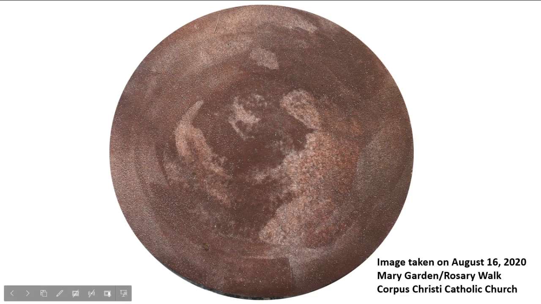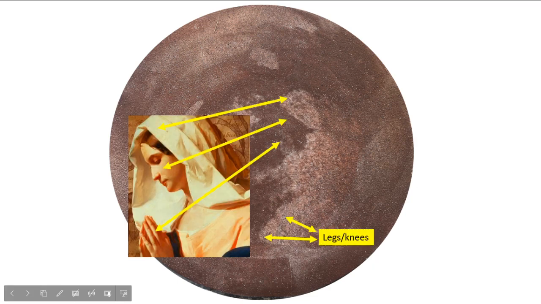So let me advance the slide here. This image that you see that just pulled up onto the screen is the background that I used on my live stream rosaries. And as you can see where the veil is, you can see where her face is and her hands. And then I've also noted where her knees and her legs are. So she looks like she's kneeling down and praying.